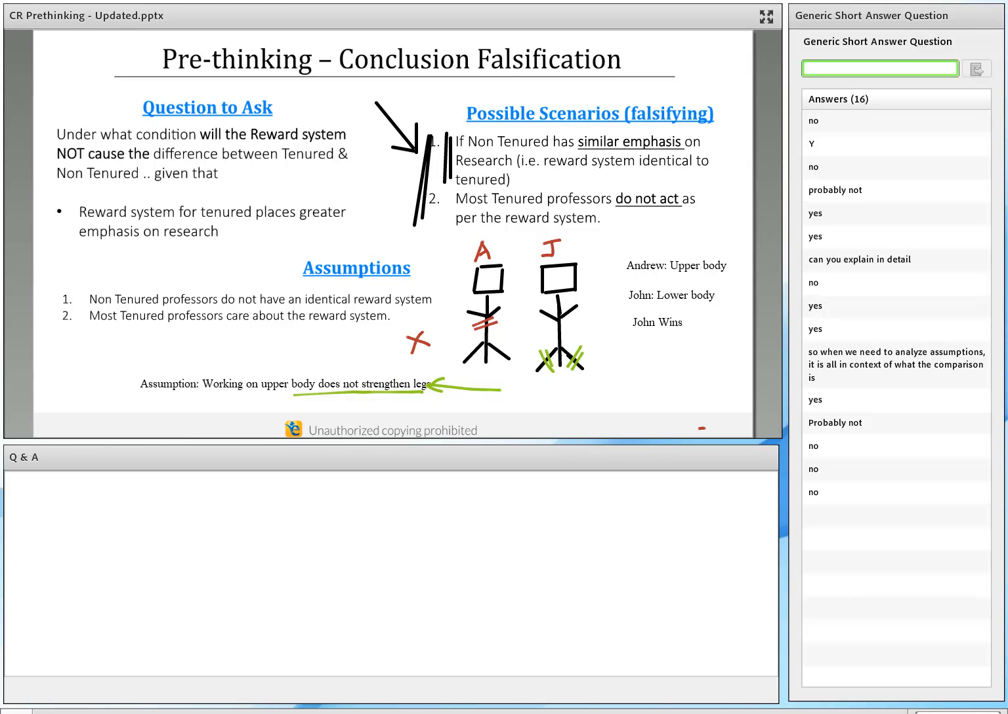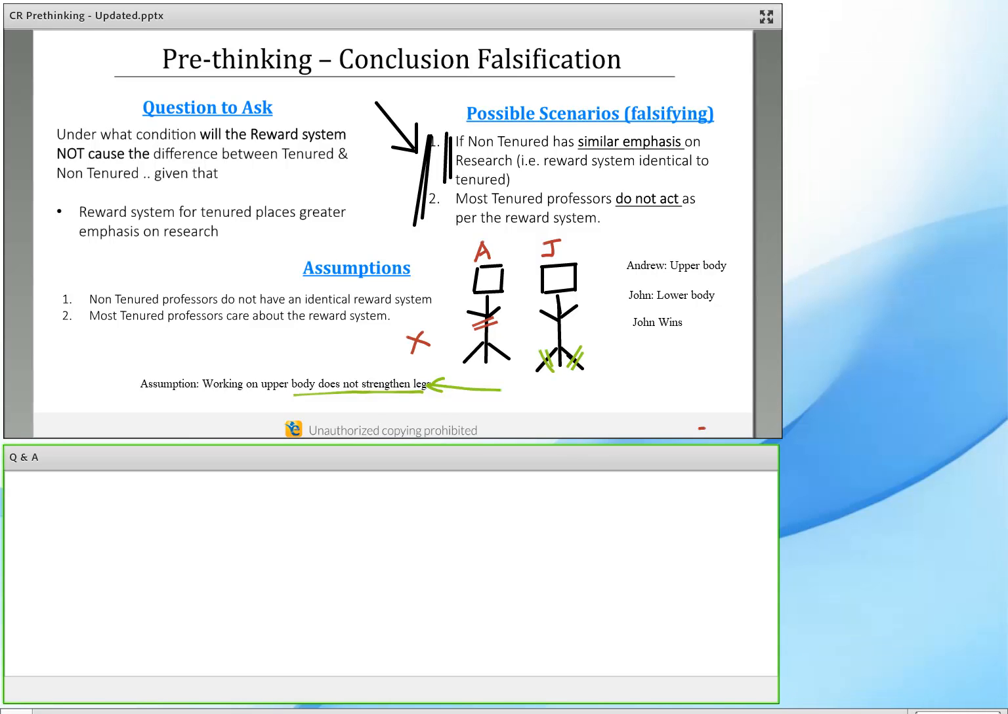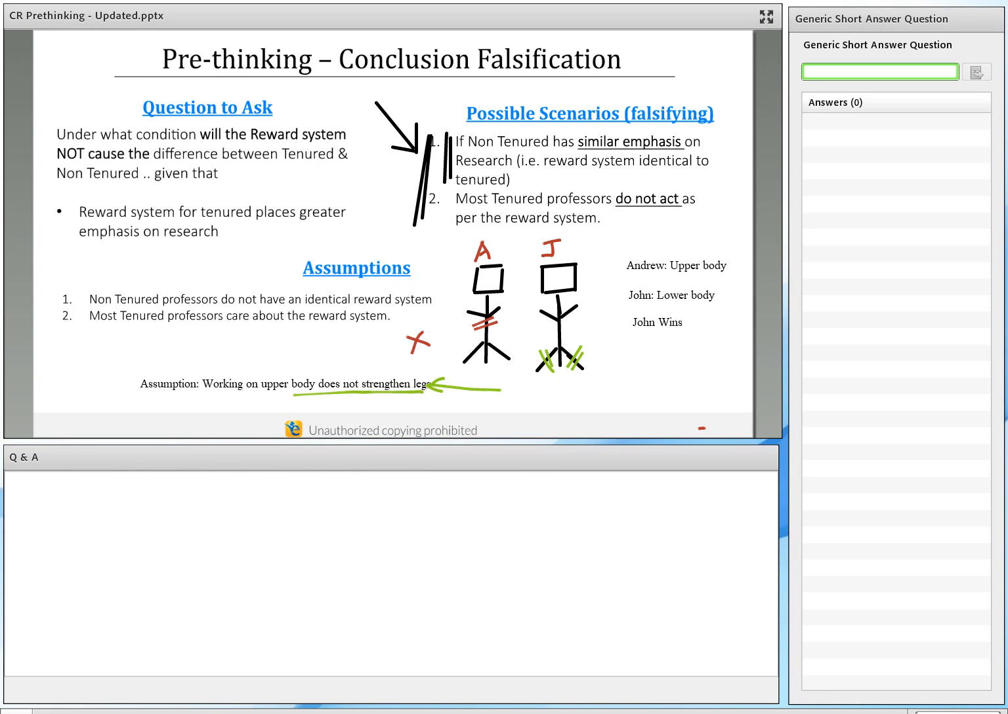Juan says, what's a comparative assumption? It's not a comparative assumption, but Juan, what are we comparing over here in this argument? What are we doing in this argument? We are comparing the performance of two groups, tenured professors and non-tenured professors. Correct, Juan?